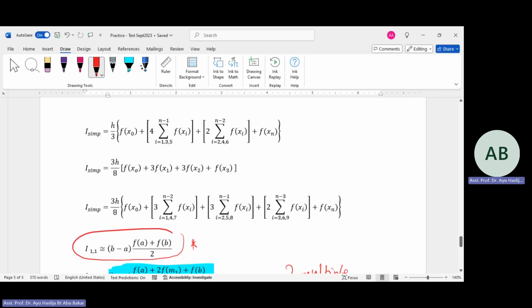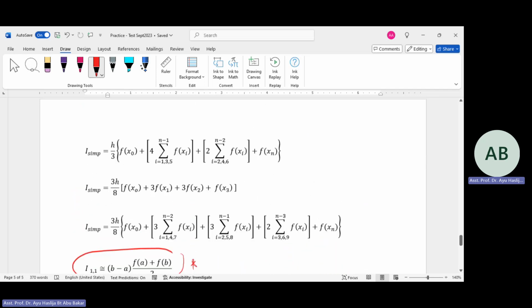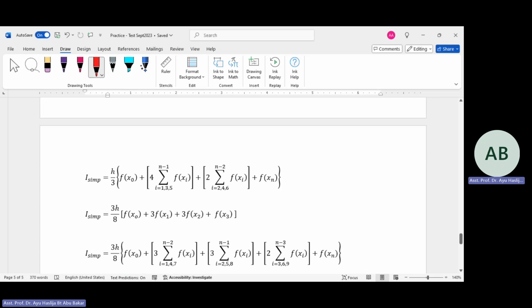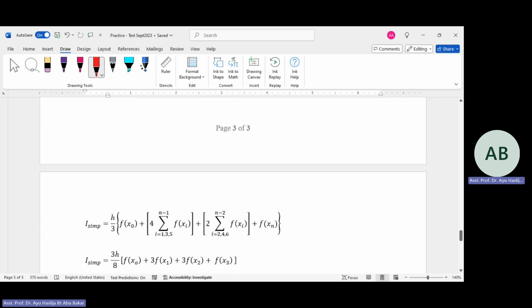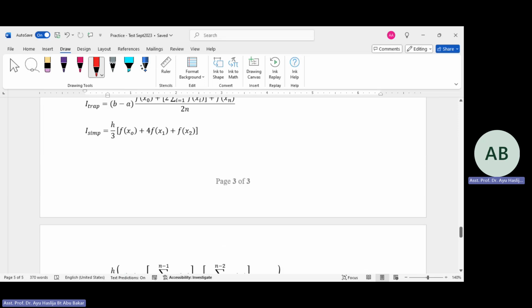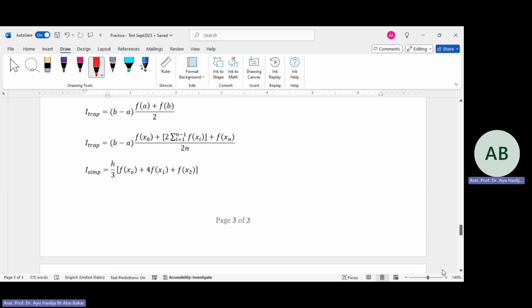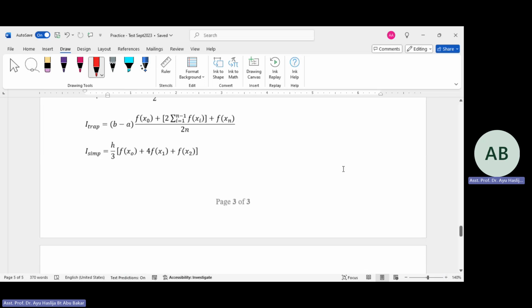Okay, for the next question, it will involve this equation, either Simpson or trapezoid. Trapezoid, single and multiple. Simpson, 1/3, 3/8, single and multiple.